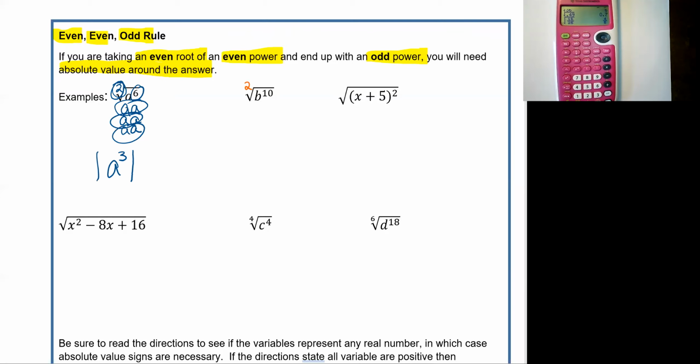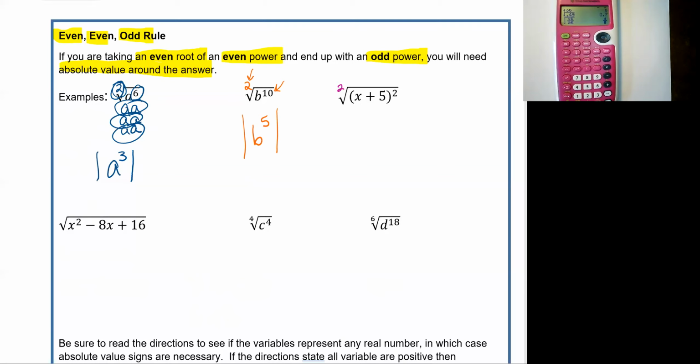Square root of b to the 10th. So I wrote in the 2, so we have an even root, an even power. How many groups of 2 are in 10? 10 divided by 2 is 5. We have an even root, an even power, and the result is odd, so we need absolute value. Same with the next one.